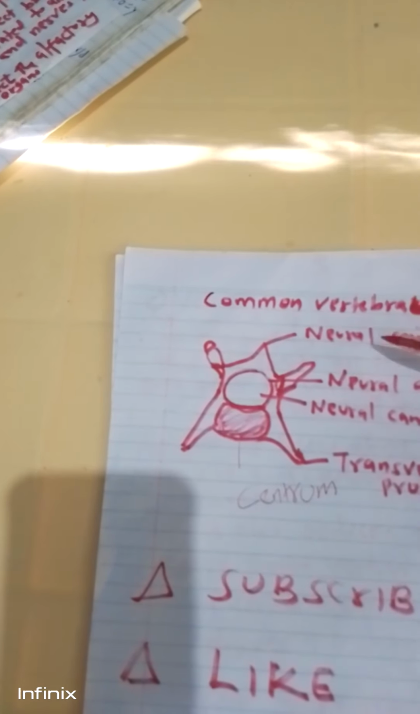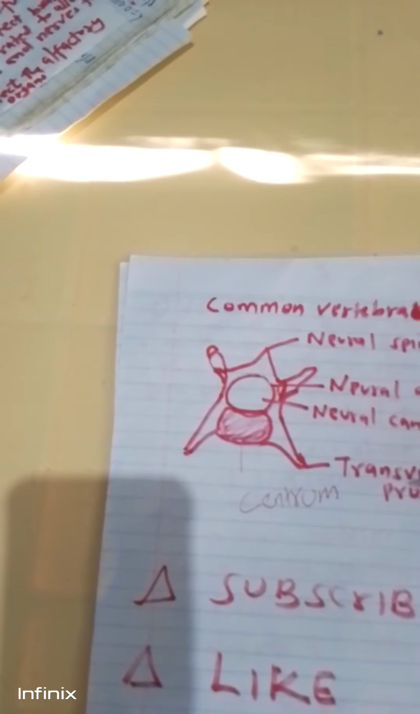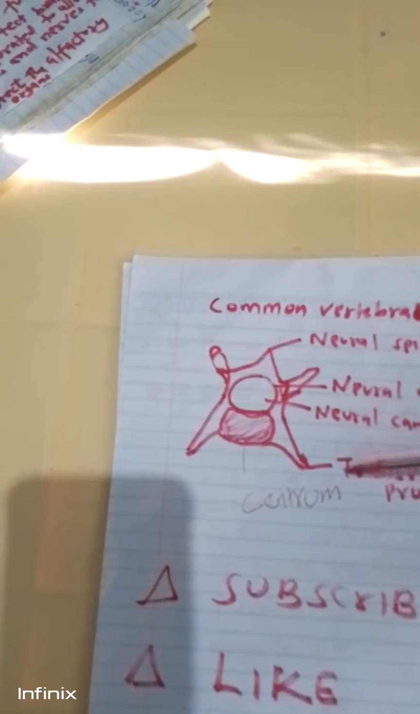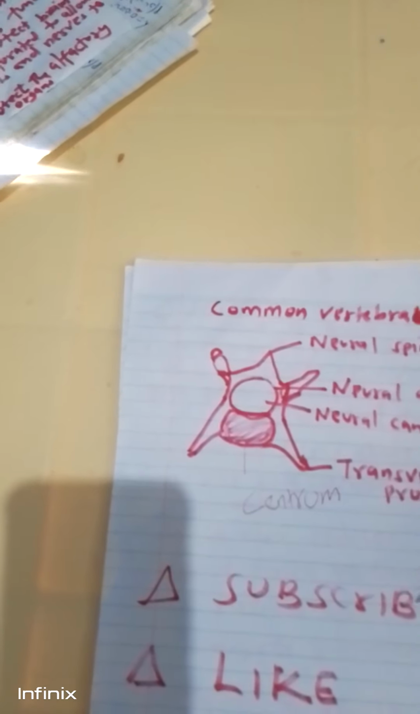Now, we have common characteristics of common vertebrae. Number 1, they have a reduced neural spine. They have a narrow neural canal. They also have reduced transverse processes.